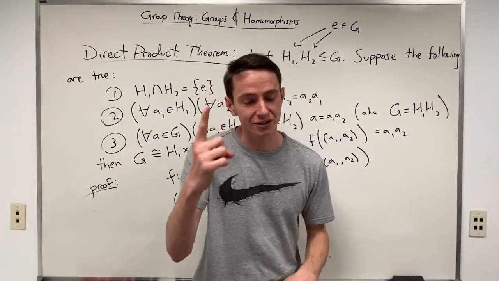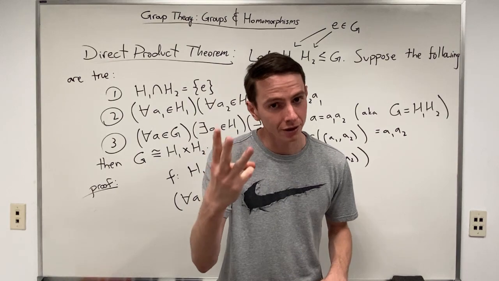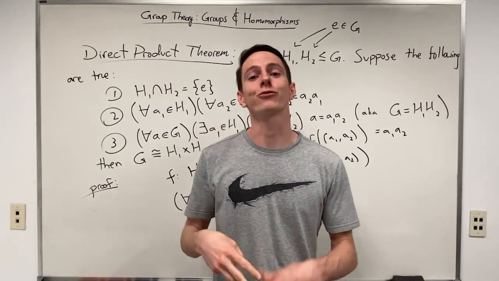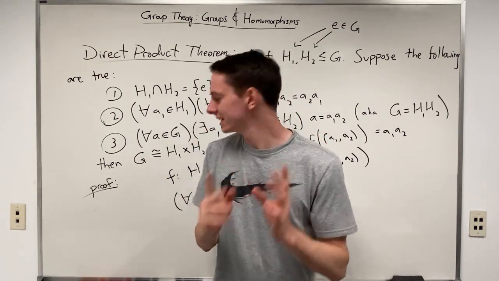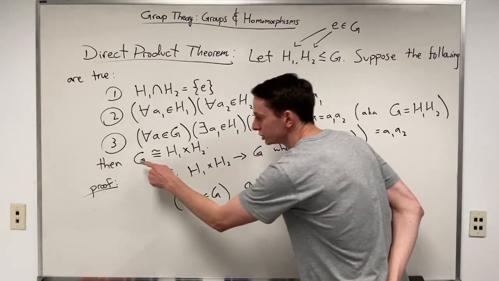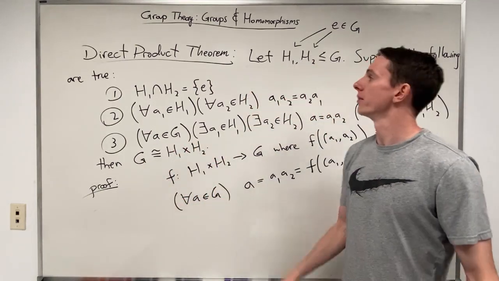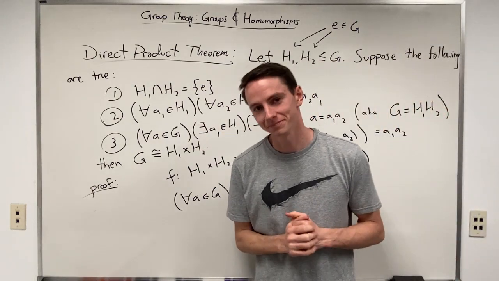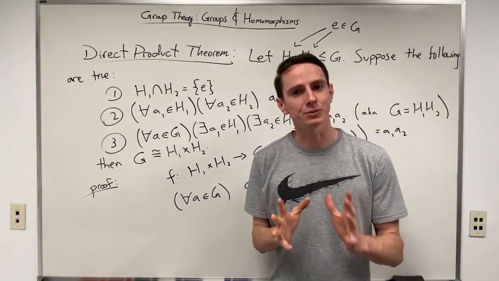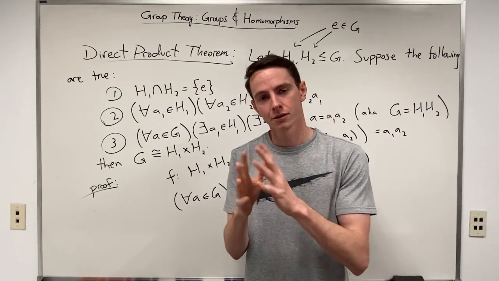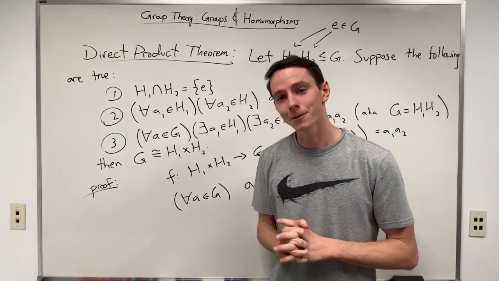Therefore, f is injective, surjective, and a homomorphism. So therefore, it is an isomorphism. And since an isomorphism exists between G and H1 cross H2, they have to be isomorphic to each other, thus proving the direct product theorem. A lot of steps, but hopefully individually, these steps make sense.